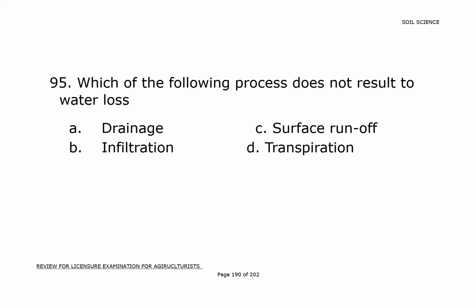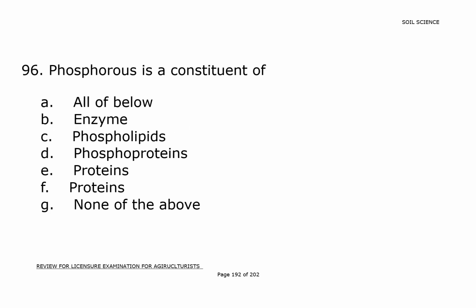Number 95. Which of the following processes does not result in water loss? A. Drainage. B. Infiltration. C. Surface runoff. Or D. Transpiration. The answer is infiltration.